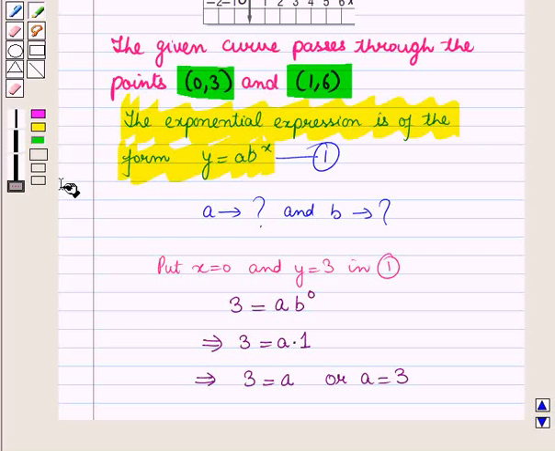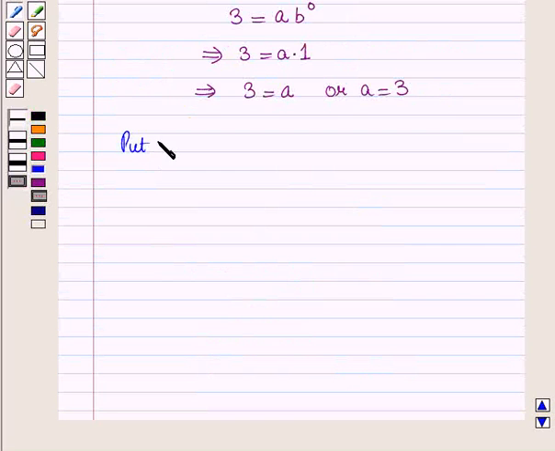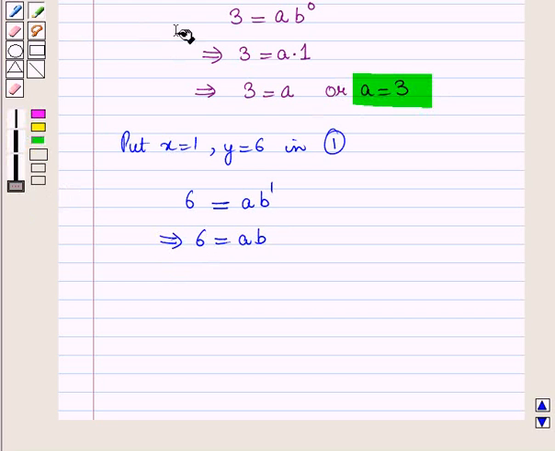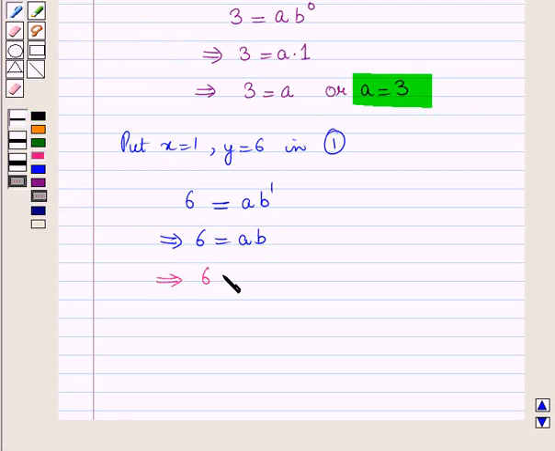Now the point with coordinates 1, 6 also lies on the given curve. So, we put x is equal to 1 and y is equal to 6 in equation 1, and we have 6 is equal to a into b raised to power 1, which implies 6 is equal to ab. Now, we know that a is equal to 3. So, this implies 6 is equal to 3b, which implies 6 upon 3 is equal to b. Now 3 into 2 is 6. So this implies 2 is equal to b, or we can write it as b is equal to 2.